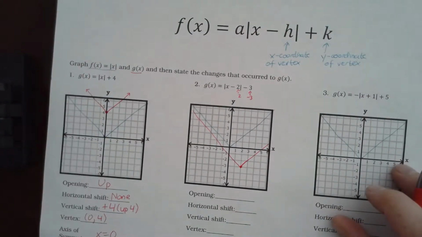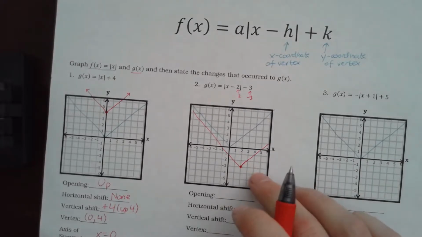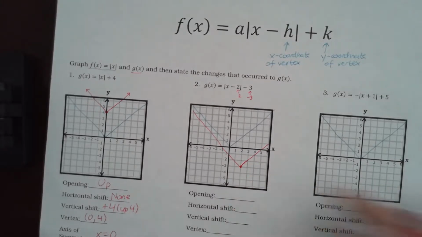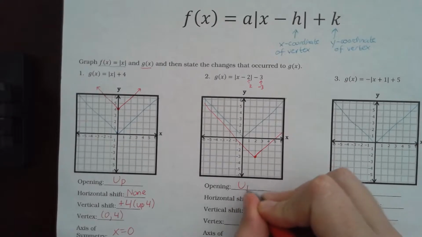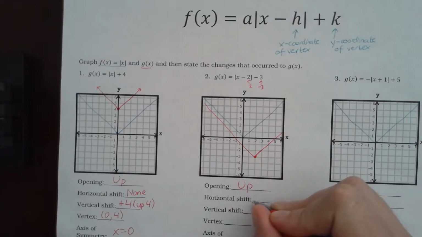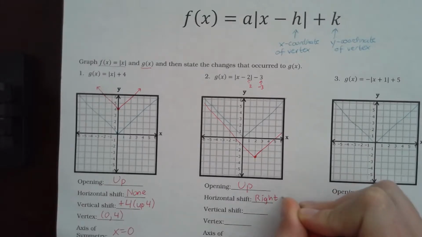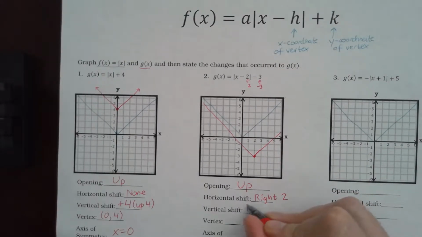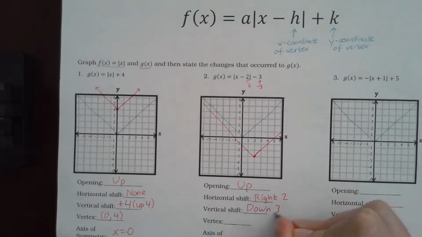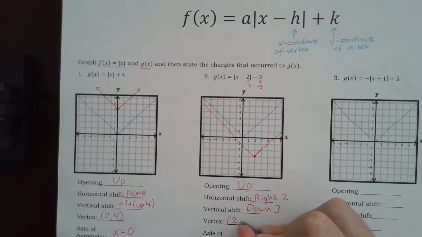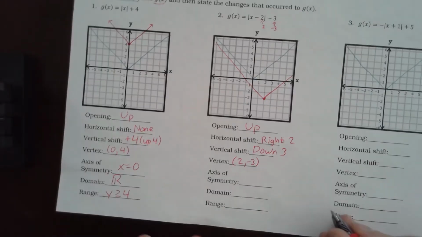That's what our graph looks like now. Kind of sloppy, but that's the gist of it. We're still opening up. Horizontal shift, we are moving right 2. Vertical shift, we went down 3, which means our vertex is going to be 2, negative 3.